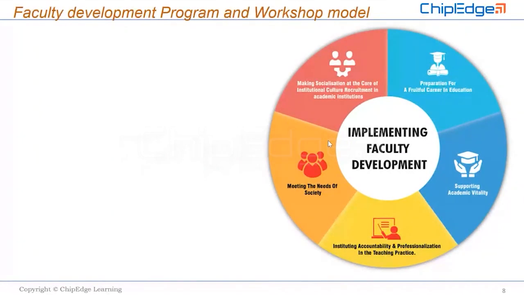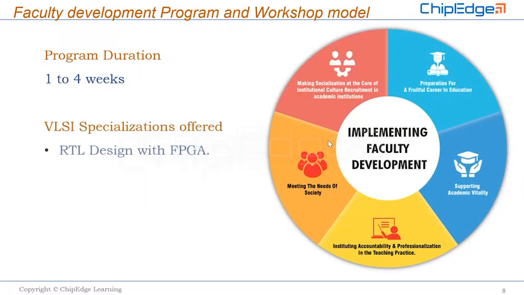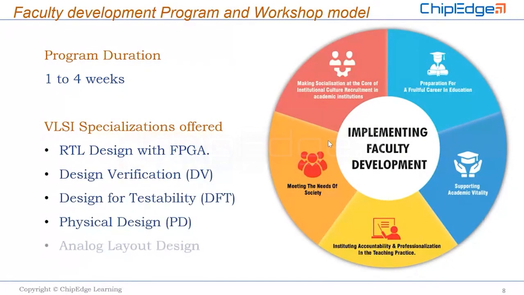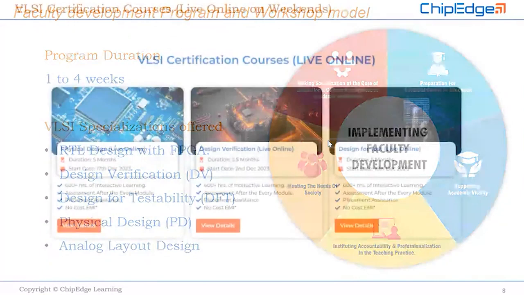So the next model we offer is the faculty development program and workshop model. This is offered to faculties who are teaching students. For this, we are offering it from 1 to 4 weeks, and these are the specializations offered: RTL design, design verification, design for test, physical design, and analog layout design.